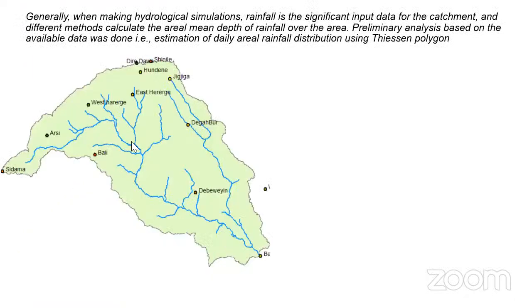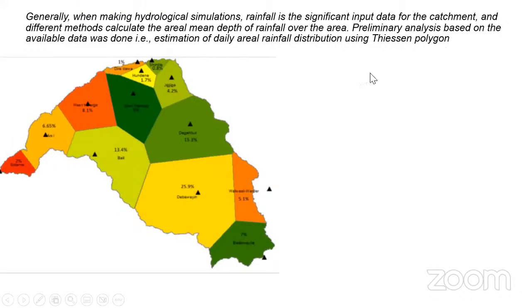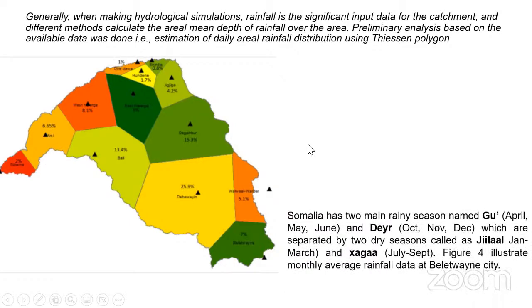This is the catchment that we have, and these are the rain gauge stations where we collected the data. A preliminary analysis based on the available data was done, such as estimation of data, and rainfall distributions were computed using the Thiessen polygon. This polygon tells us the percentage that this rain gauge can cover, which means that this stream gauge and rain gauge cover an area of 25% of the total area of the catchment.